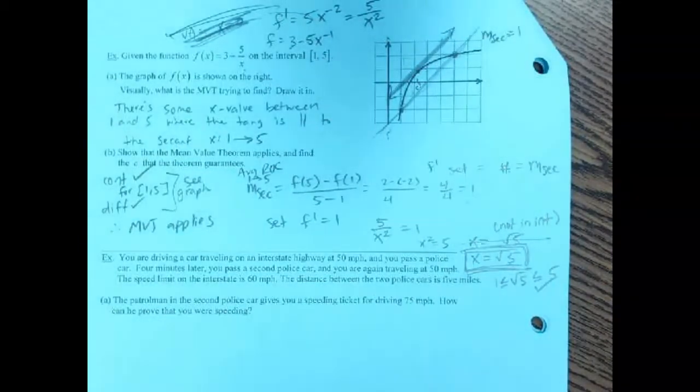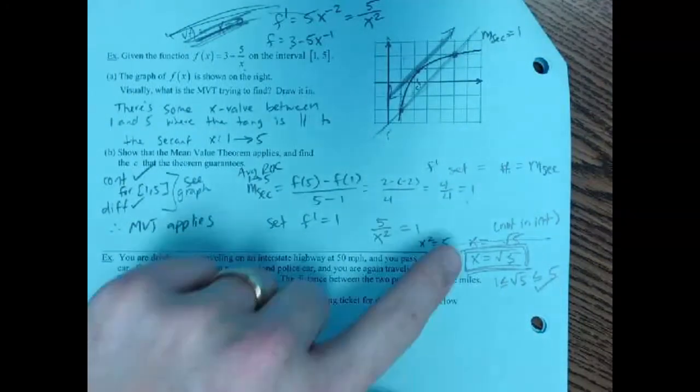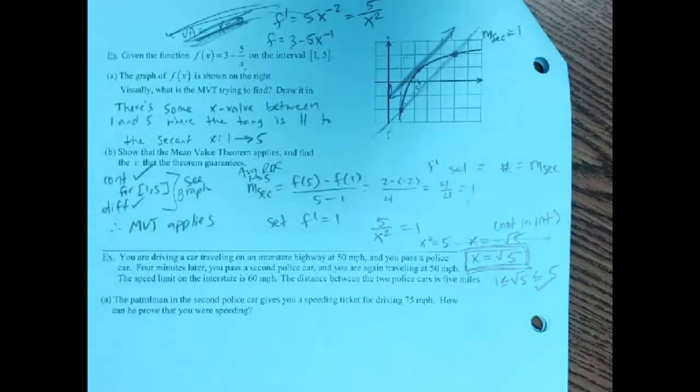You could have multiple. You could have some that are not even in your intervals, but you don't really care about those. What mean value theorem guarantees you is there's going to be at least one in the middle of your interval.